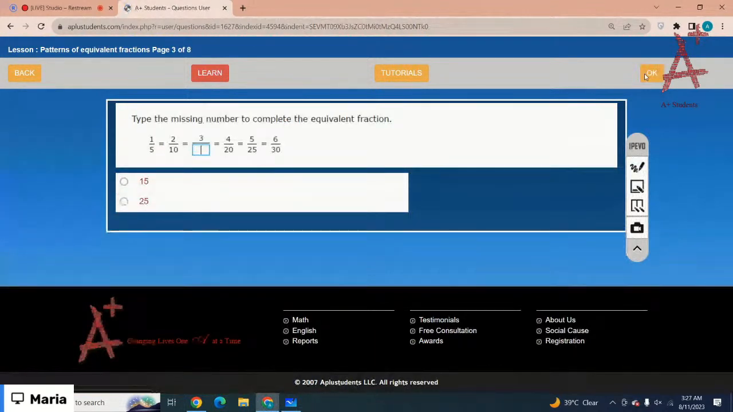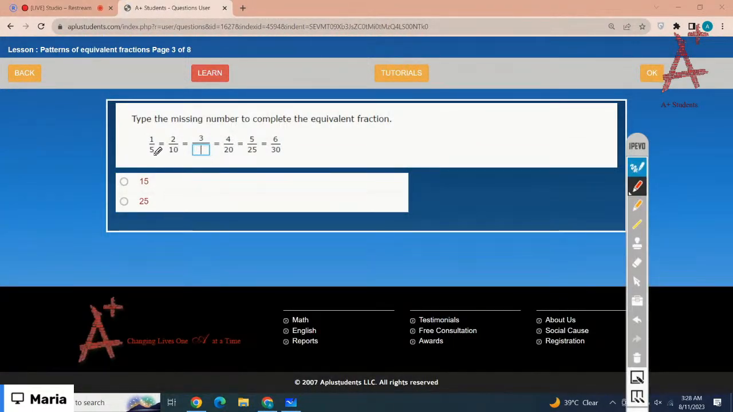The next one is type the missing number to complete the equivalent fractions, right? So you can see the first fraction is 1 over 5, and just look at the one you have the missing. And here you have 3 over missing number, right? So 1 times what number is 3? 1 times 3 is 3, right? That means you have to multiply this fraction by 3.